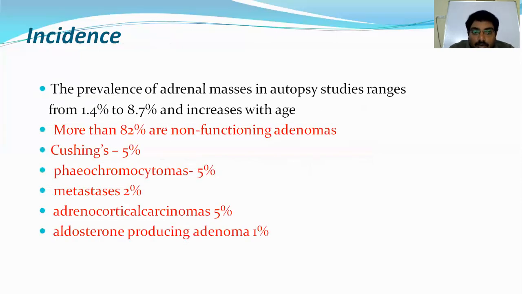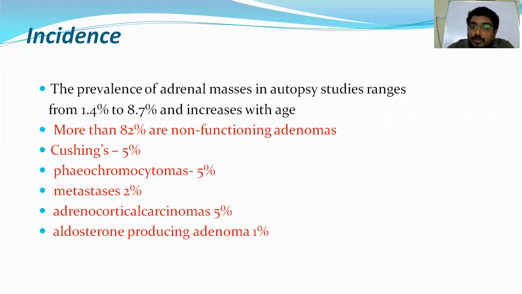Incidence: the prevalence of adenomas in autopsy studies ranges from 1.4% to 8.7% and increases with age. In incidentalomas, 82% are non-functioning adenomas. This is very important for you; it will be asked in the exam also. 5% are Cushing syndrome, 5% pheochromocytoma, 2% metastasis, 5% adrenocortical carcinoma, and aldosterone-producing adenomas 1%.